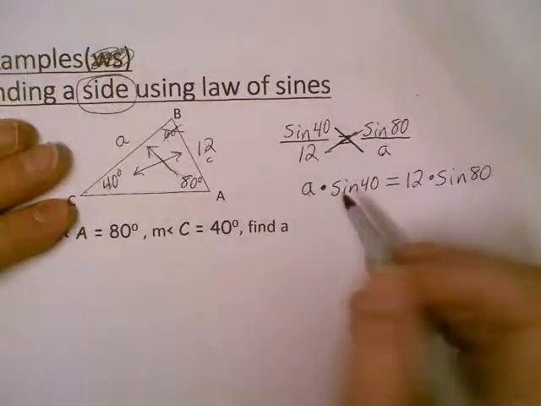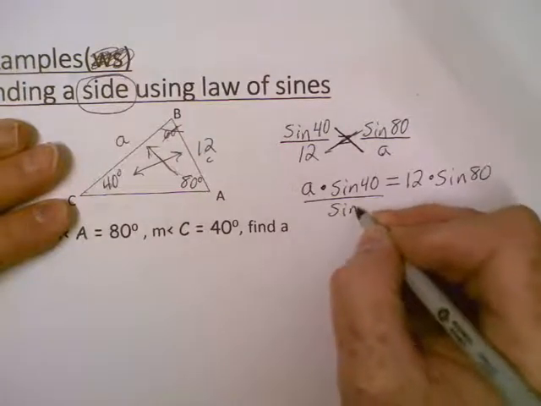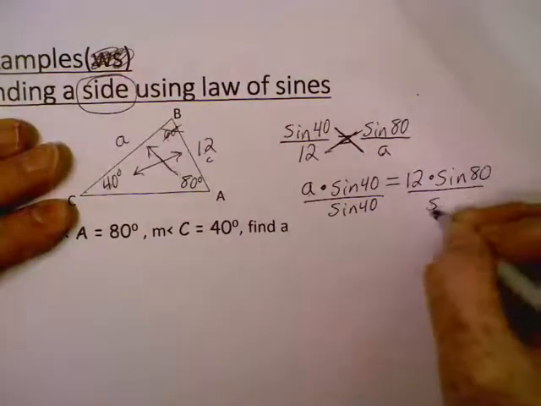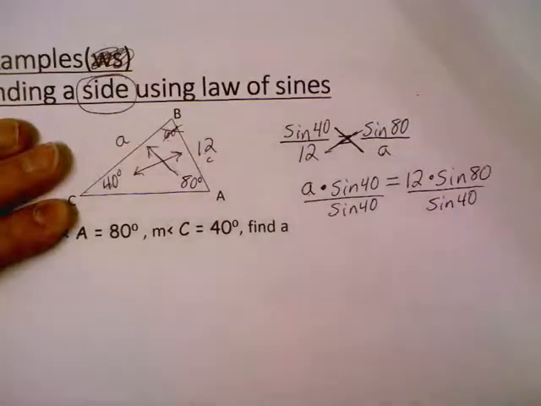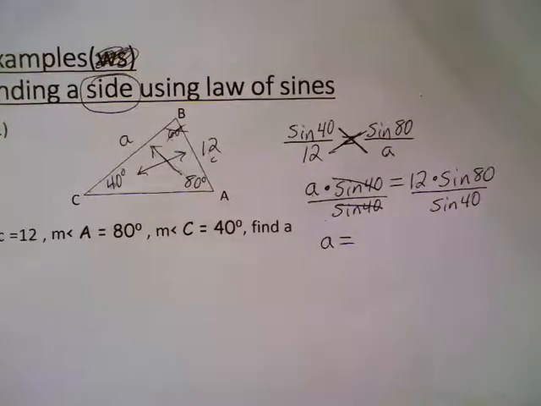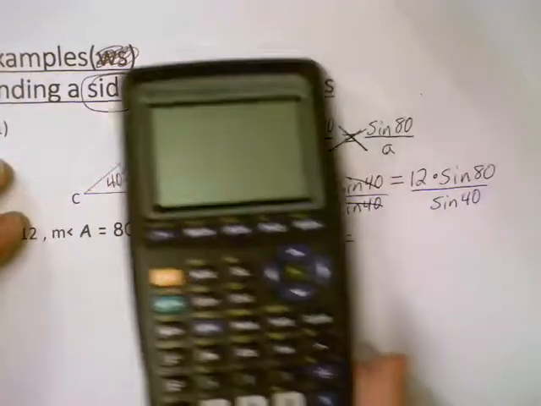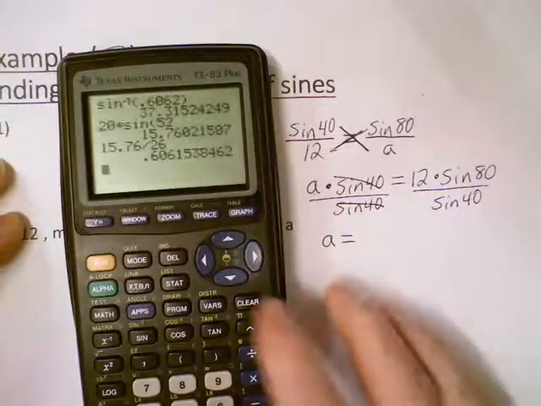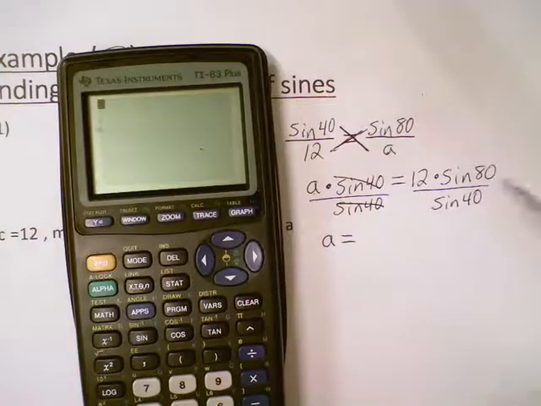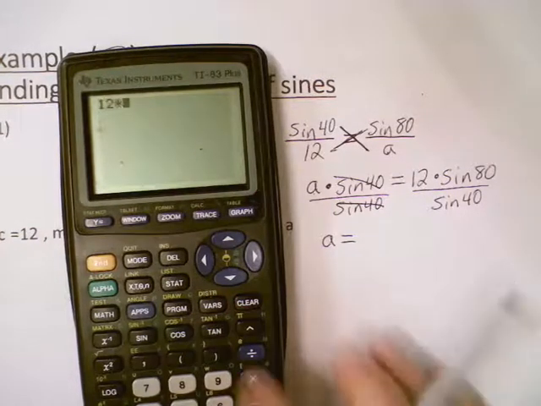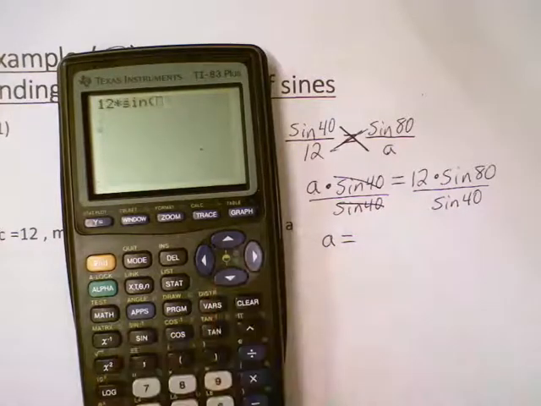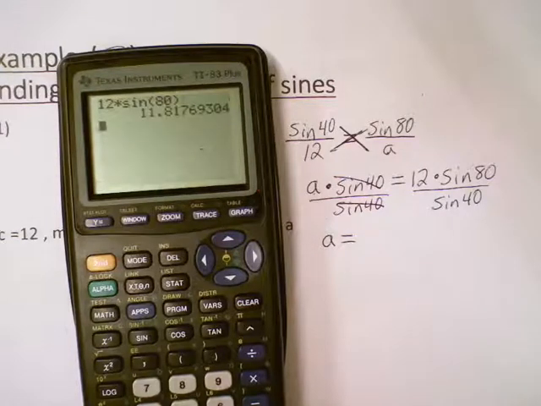We're trying to solve for A, so all we're going to do here is divide both sides by the sine of 40. And again, I know it may be confusing this way to some of you, so if you don't like it this way, do it the other way that I'm going to show you here in a minute. These cancel out, and we end up with just A on this side. Then I grab my calculator, and all I'm going to do is punch in this top part, 12 times sine of 80. Punch it in just like that, then I hit equals, and it gives me that number.